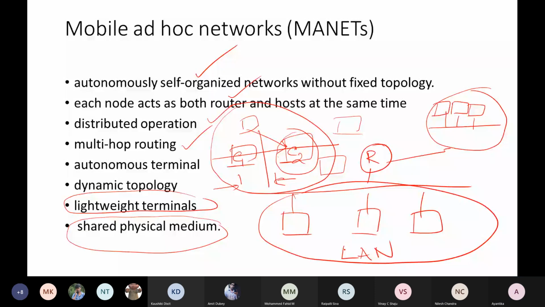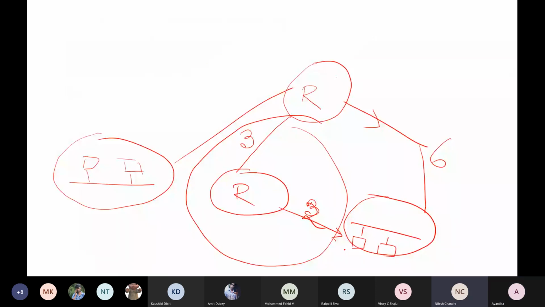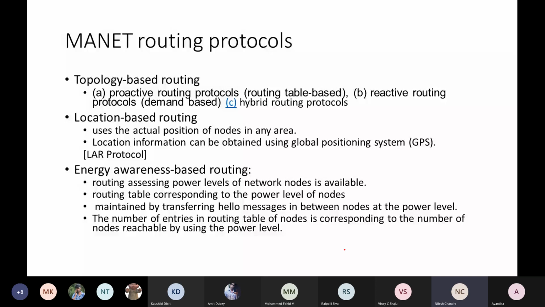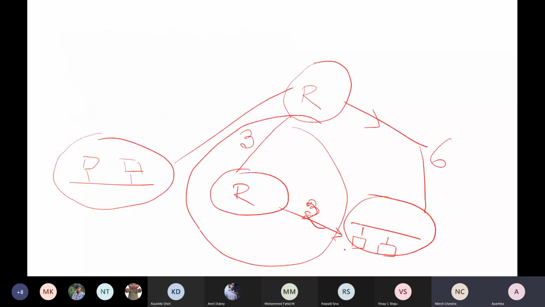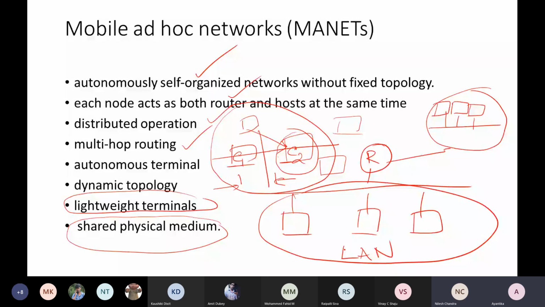Yes, ma'am. Ma'am, what is a real life example of this mobile ad hoc network? See, in the embedded scenario, whatever I have told, this V2V communication, that is also one real life example, right? What are you telling? I was saying that the example I have given is vehicle to vehicle communication.